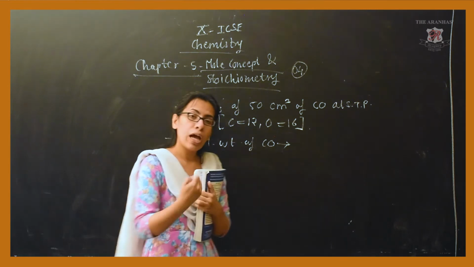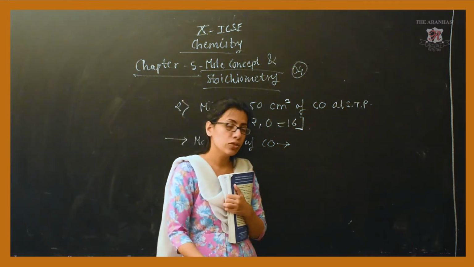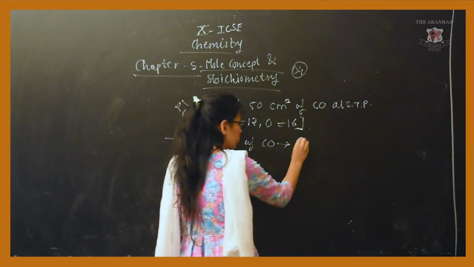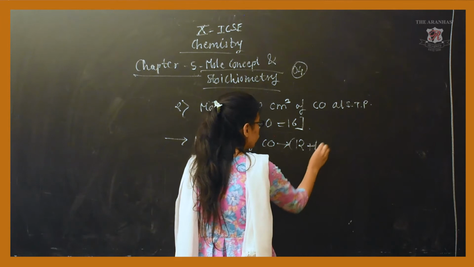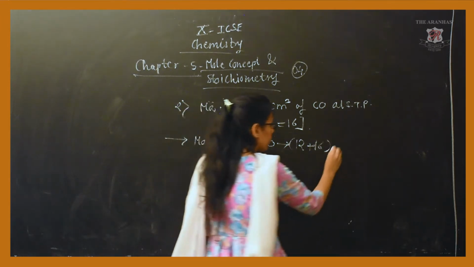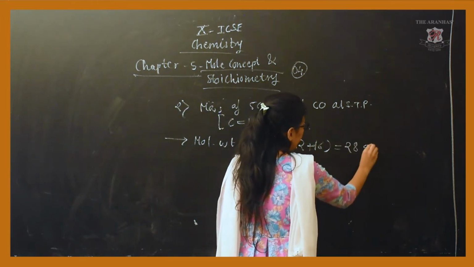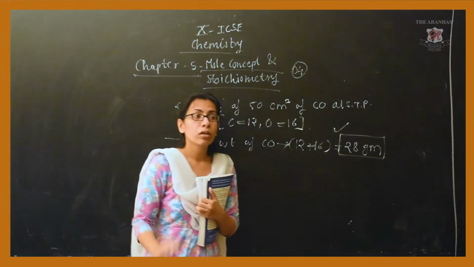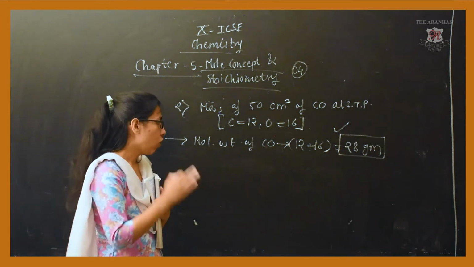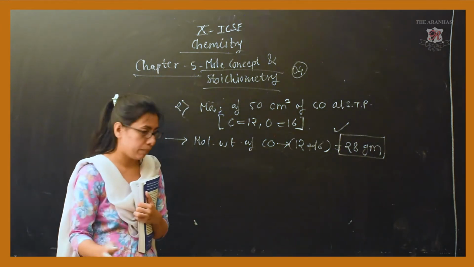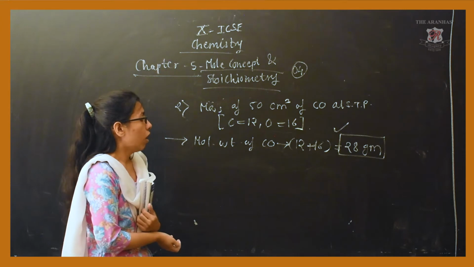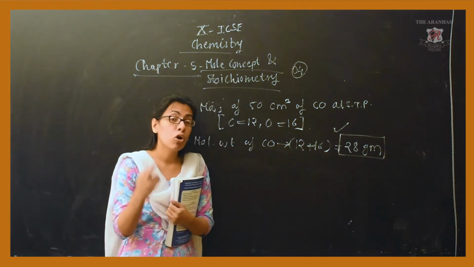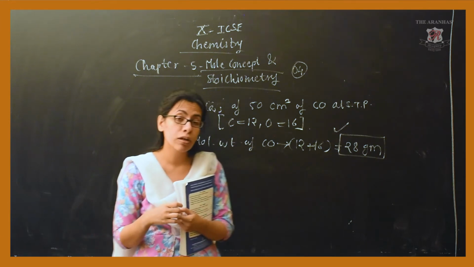So just go on adding the atomic masses of carbon and oxygen. So carbon is how much? 12. Oxygen is how much? 16. So this becomes equal to 28 grams. So what is this 28 grams? This is nothing but the molecular weight of carbon monoxide. Molecular weight. With which one now?